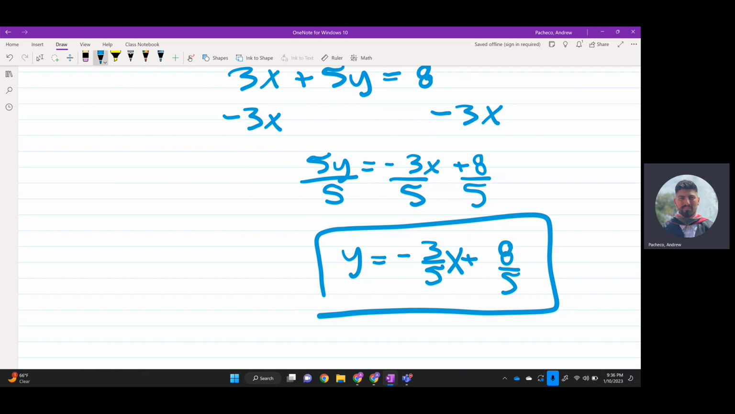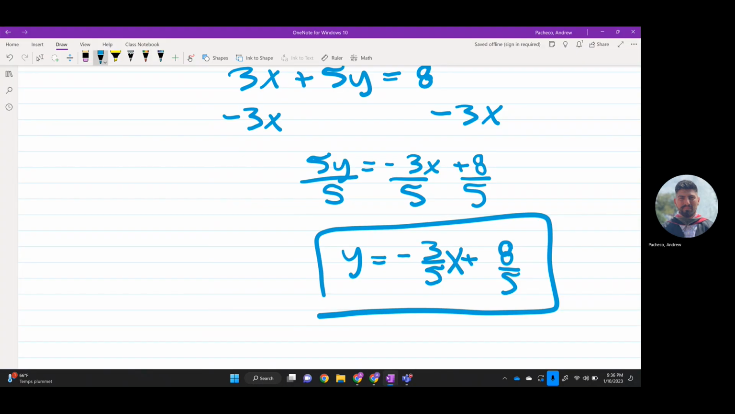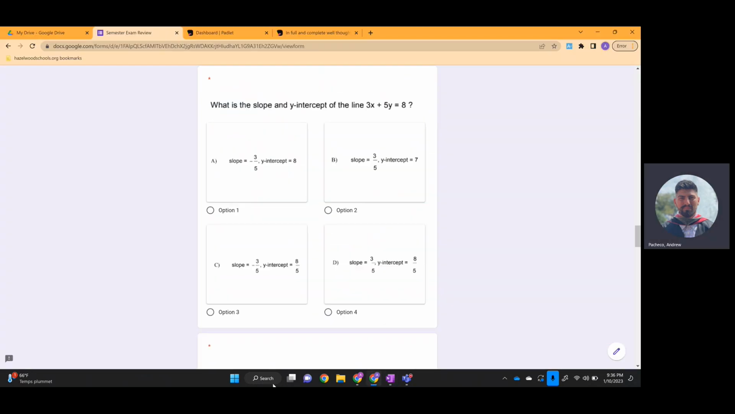So my slope is going to be negative 3 over 5, and my y-intercept is going to be 8 over 5. Slope is negative 3 over 5. So it's negative 3 over 5, and then our y-intercept was 8 over 5. So our answer should have been C.